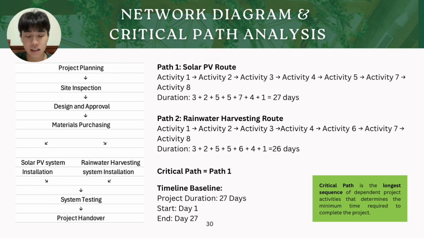Based on our critical path analysis, there are two possible paths. The solar PV route has a total duration of 27 days, while the rainwater harvesting route requires 26 days. Since the solar PV route has the longest duration, it is identified as the critical path. In one sentence, the critical path is the longest sequence of activities that determines the minimum time needed to complete the project. Therefore, any delay in the critical path activities will directly delay the overall project completion. And the timeline baseline for this project is 27 days, starting from day 1 and ending on day 27. This baseline serves as a reference for monitoring project progress and ensuring the project stays on schedule.